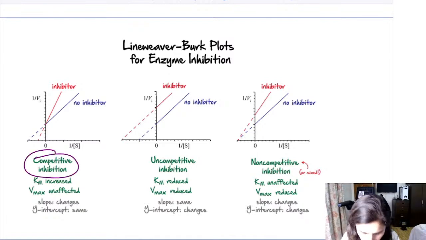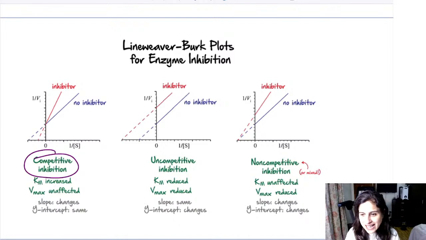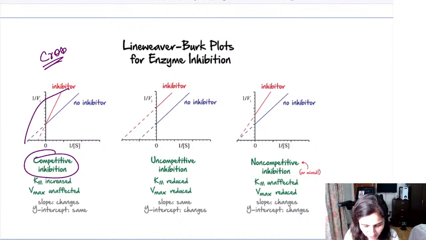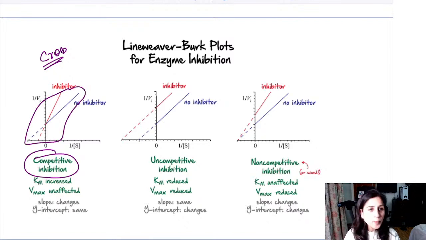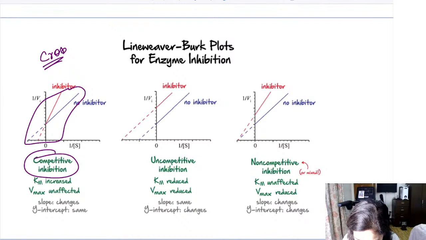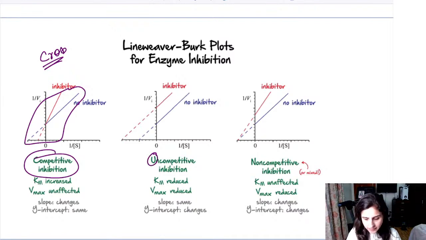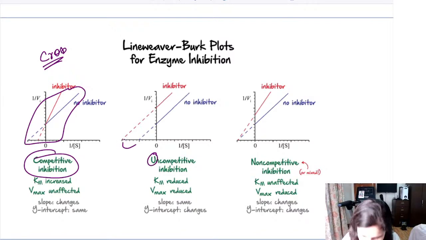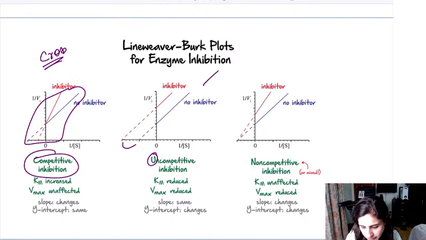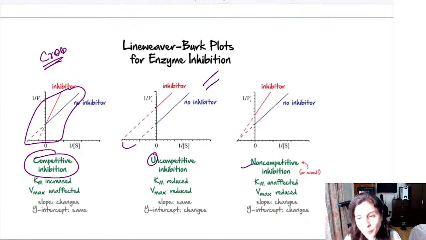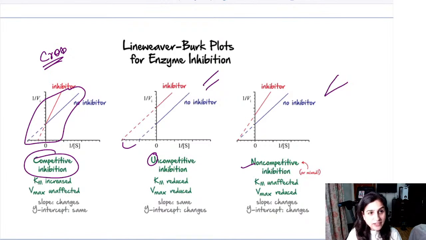Competitive has a C, C is for cross. So the graph in which the lines are crossing is for a competitive inhibitor. Uncompetitive has a U, so you can make it look like a U, and the lines are also parallel. So a U-shaped graph is your uncompetitive inhibitor. And the last one, which is left, is your non-competitive inhibitor. It looks like a V basically.